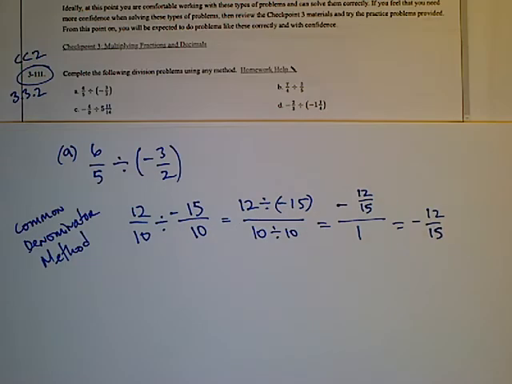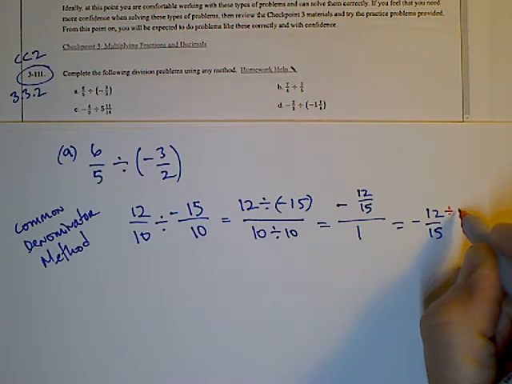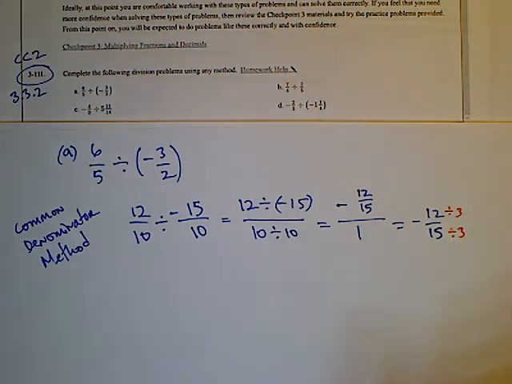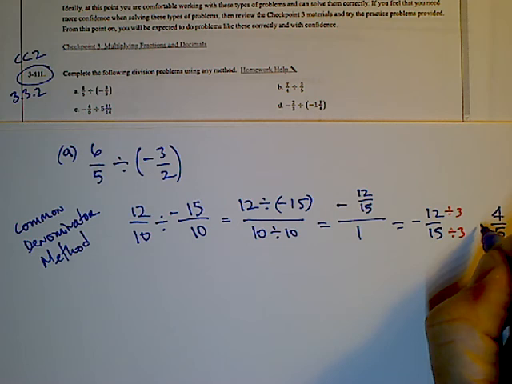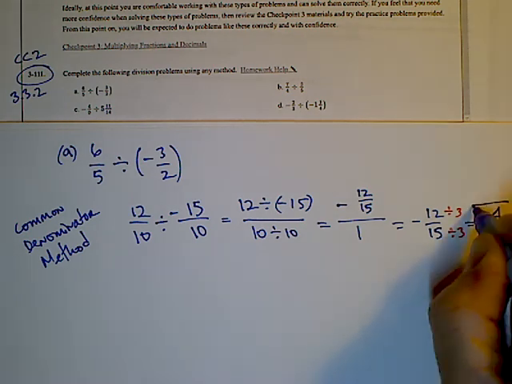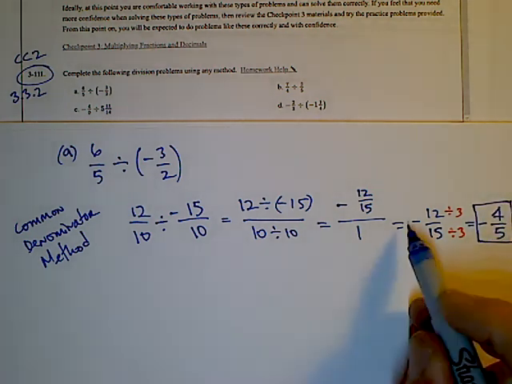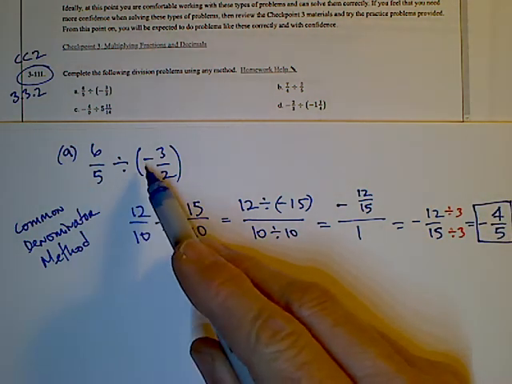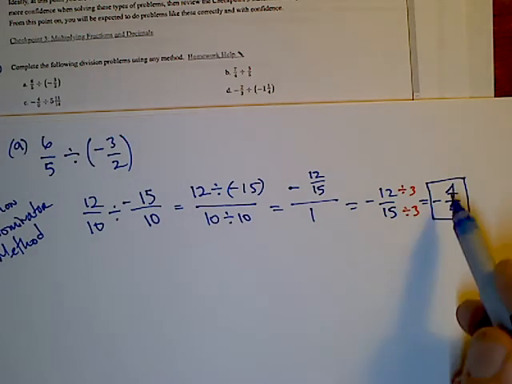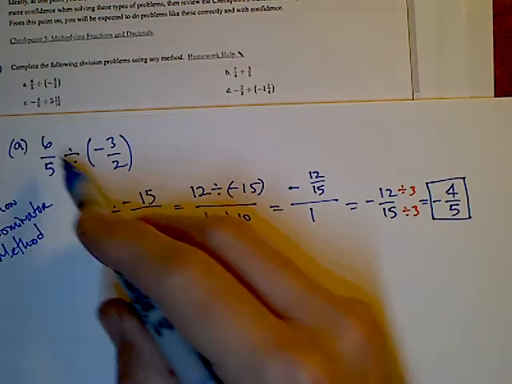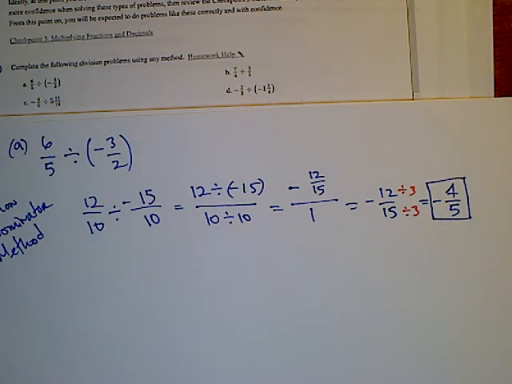Then I need to go one more step to simplify. This fraction is divisible by 3 top and bottom, so I end up with 4 fifths, and my final answer is negative 4 fifths. The whole time I had a positive divided by a negative, so my final answer is a negative, and I simplify to 4 fifths. So there's A, using the common denominator method.